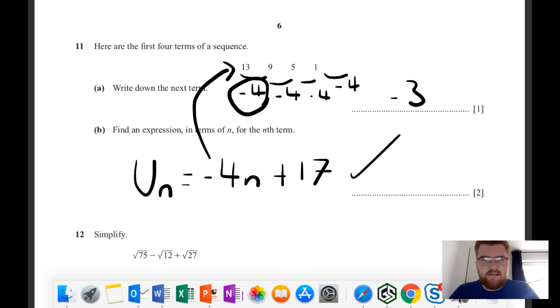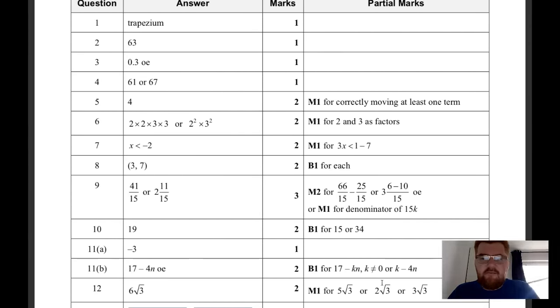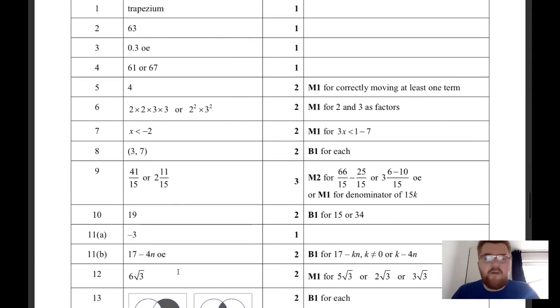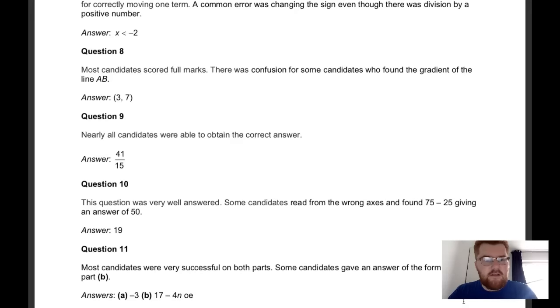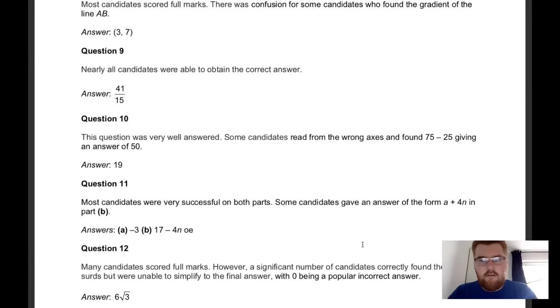Let's have a look at the mark scheme. They've written it the other way around, 17 minus 4n. But remember, you've got that OE there, or equivalent, so both answers would be correct. One mark for either noting the difference is minus 4, or that you start at 17 with the sequence, whichever way round that is. Some people wrote it that way round.